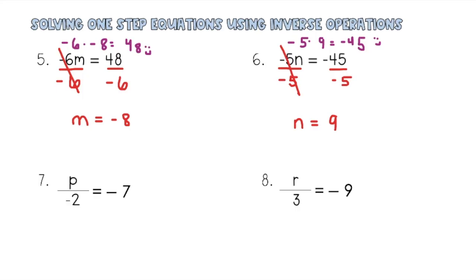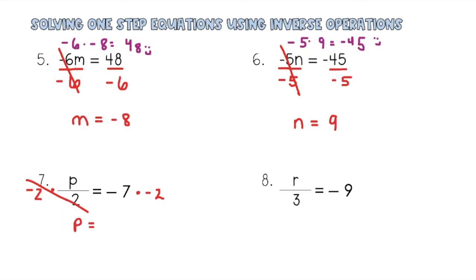For number 7, p divided by -2 equals -7. So if I'm given a division problem, whenever you see fractions, you can think of division. We're going to use multiplication to get p by itself. I'm going to multiply both sides of my equal sign by -2. -2 times -1/2 cancels out, and p is going to be all by itself.